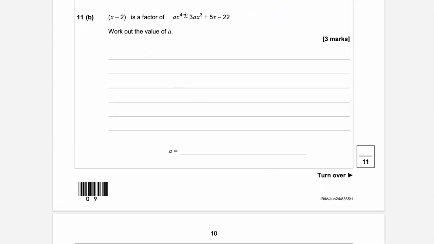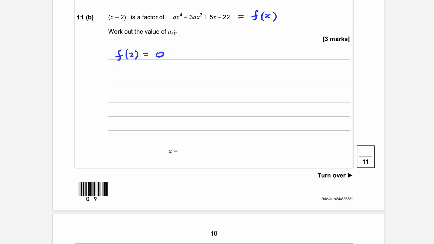Okay. 11b. This is a factor of this. Work out the value of a. Okay, so we don't have to do long division here, guys. We can just use the factor theorem. If x minus 2 is a factor, then f of 2, let this equal f of x, then f of 2, guys, must equal 0.